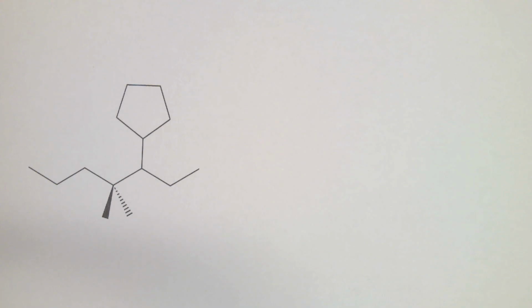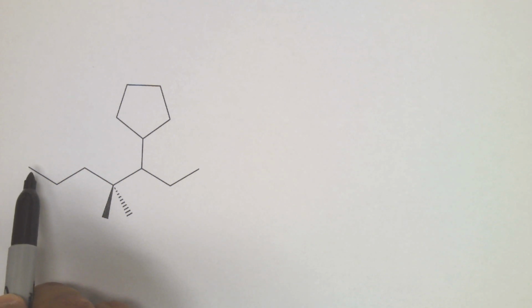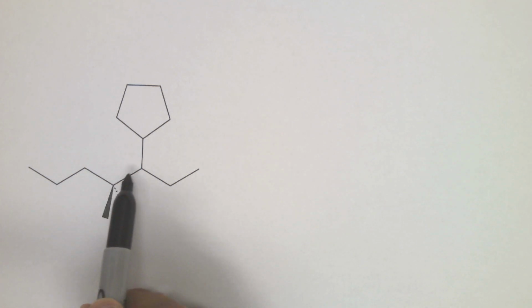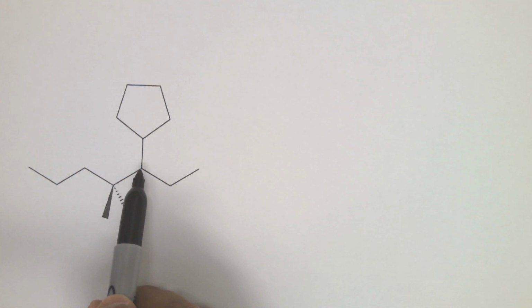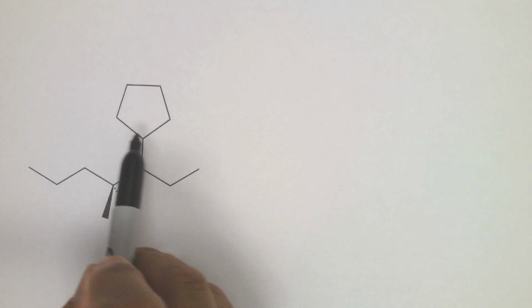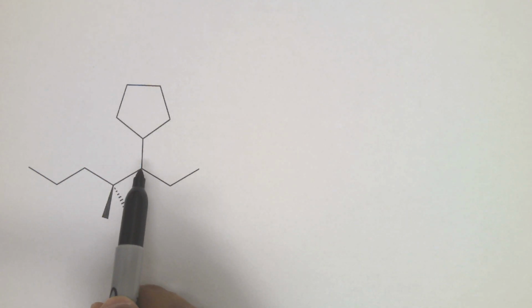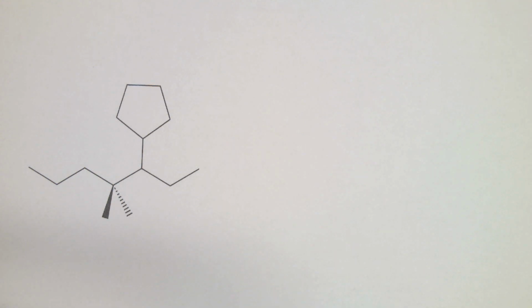Let's take a look at an example where a ring is a substituent and not the parent chain. So the rule still applies. We need to find the parent chain, which is the longest carbon chain. And so I'll start here at the end. 1, 2, 3, 4, 5. We cannot count into the ring. Remember, the ring is its own chain. So I'll continue counting across. This is 6 and 7.